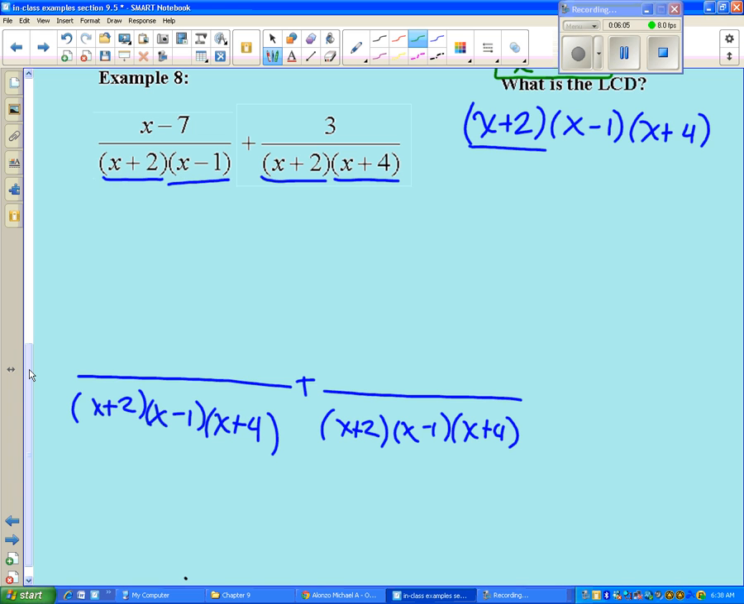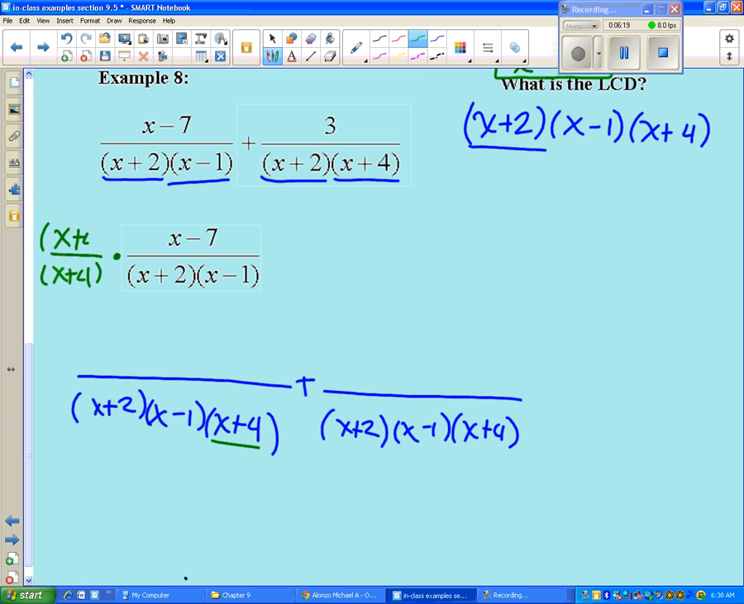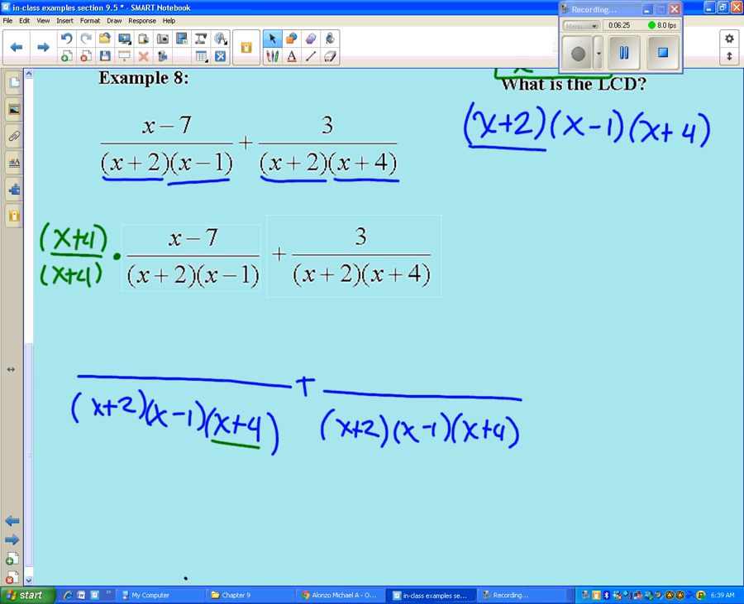So what is missing? In this first equation, in my denominator, I'm missing the x plus 4, so I need to multiply by x plus 4 over x plus 4. In my second equation, again, what's missing in my denominator? I'm missing the x minus 1, so I need to multiply by x minus 1 over x minus 1. Again, this here is 1, so I'm multiplying by 1. I'm not changing anything.